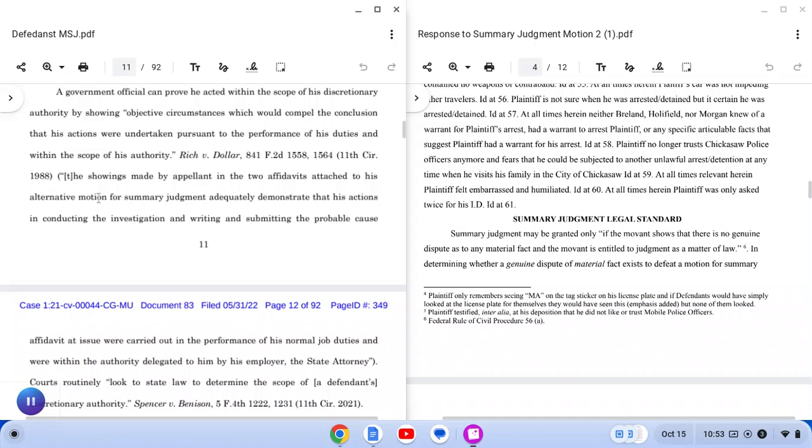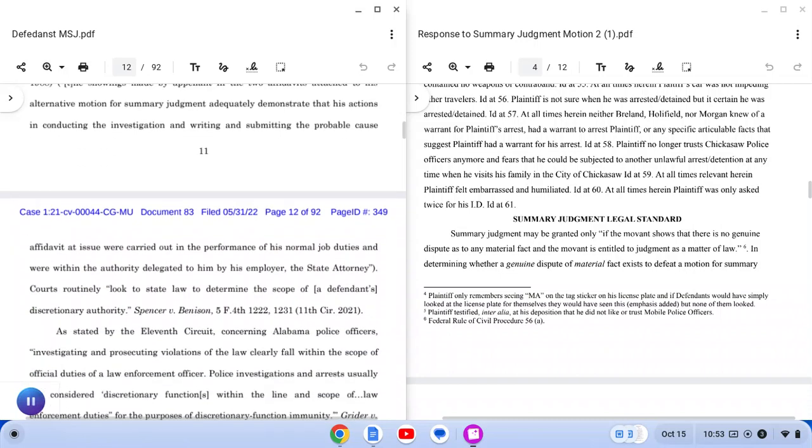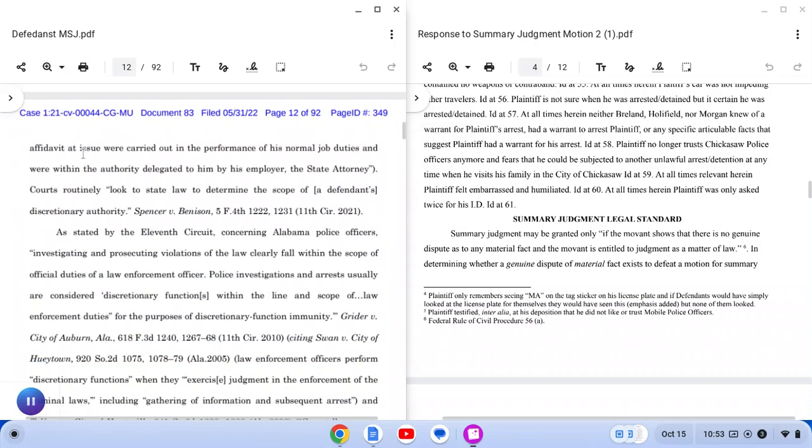The showing made by appellant in the two affidavits attached to this alternative motion for summary judgment adequately demonstrate that his actions in conducting the investigation and writing and submitting the probable cause affidavit at issue were carried out in the performance of his normal job duties and were within the authority delegated to him by his employer, the state attorney. Courts routinely look to state law to determine the scope of a defendant's discretionary authority.